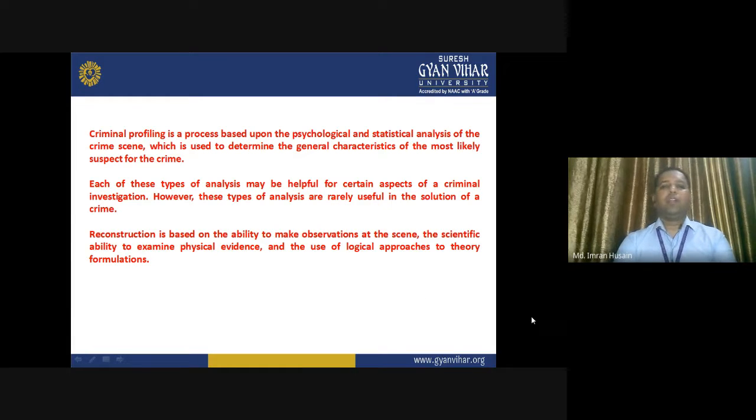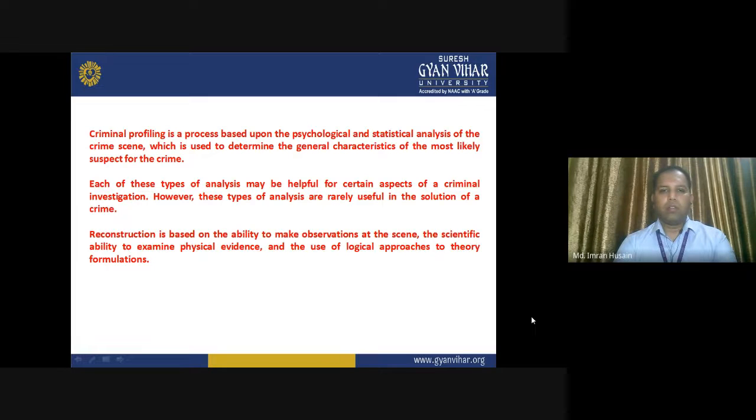Criminal profiling is a process based on psychological and statistical analysis of the crime scene. Who was the criminal? Does he or she have a history of such things, or is he a professional who does things for money? All those factors play a major role and are used to determine the general characteristics of the most likely suspect of the crime.